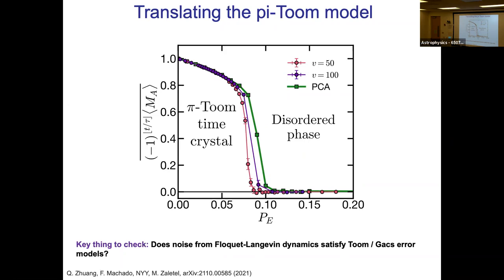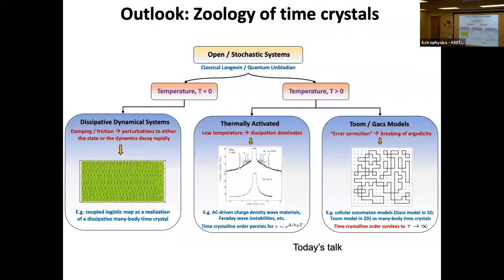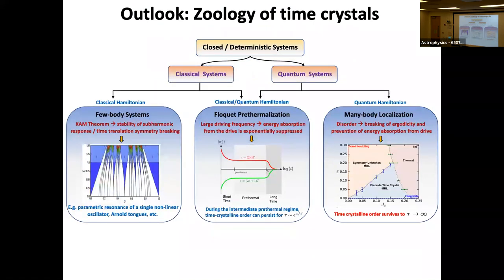Good. Let me end with one very quick statement, which is that today's talk really focused on the situation where one has an open stochastic system where the degrees of freedom are coupled to a finite temperature bath. But there are many different systems, closed and open, and many different strategies to stabilize or break periodicity. I do think that this landscape of time crystals is extremely broad, and there can really be questions about whether or not one can stabilize this type of subharmonic oscillation in many different physical settings.